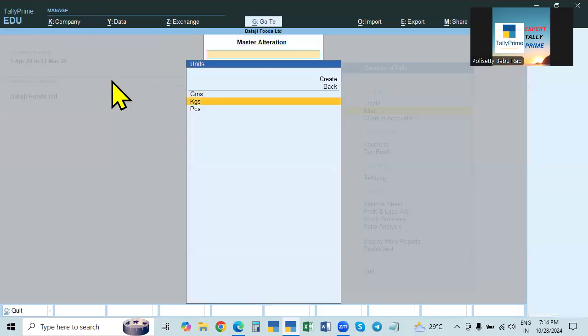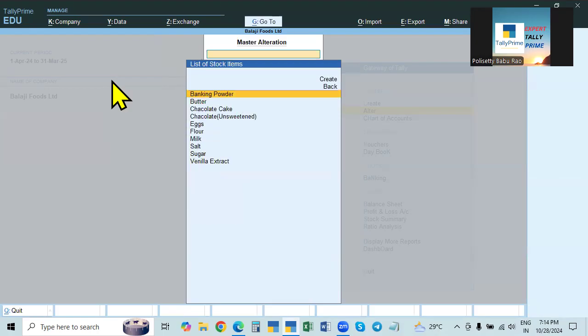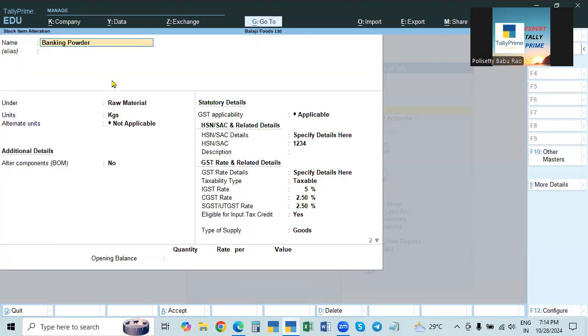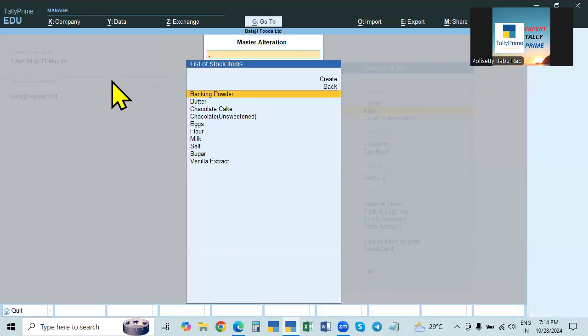We require kgs and pieces. For kgs, we require alternate unit grams. Okay. And now we create stock item. When you are creating stock item, then you are creating the stock item.